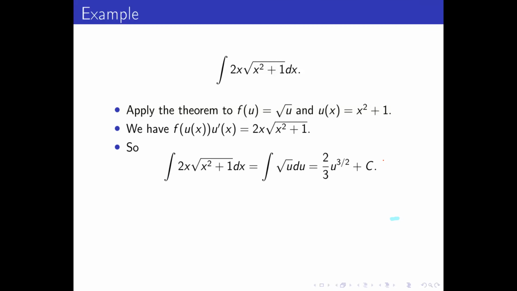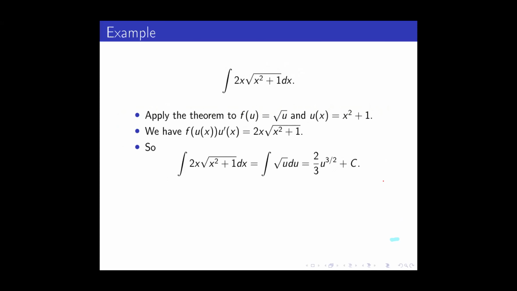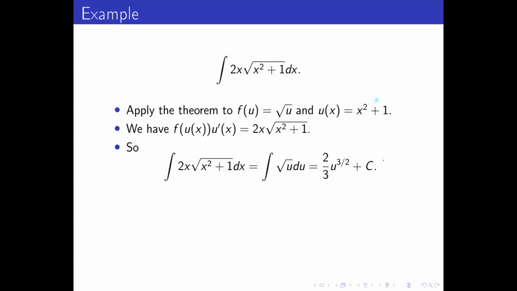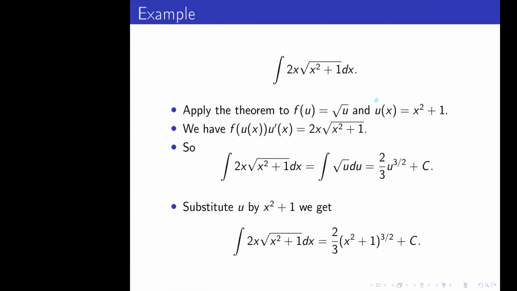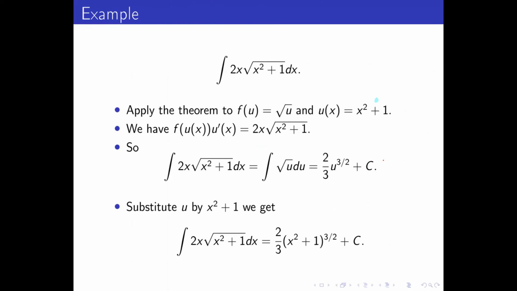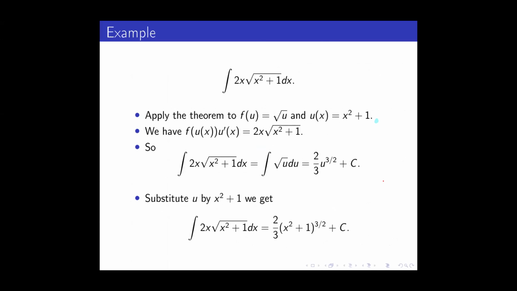So as I said earlier, it's not quite making sense here, because this is a function in x, this is u. So at the end you have to replace this u by x squared plus 1 to get the function in x, then everything makes sense. So this is okay here.